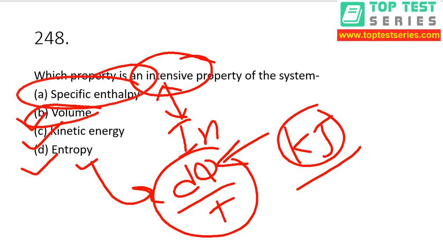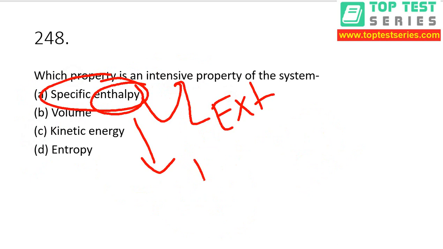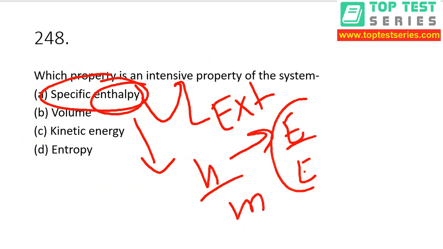Specific enthalpy, dear, only enthalpy is an extensive property. But specific enthalpy means enthalpy by mass. So extensive by extensive gives, my dear, an intensive property. If the term specific comes just before any energy, then that is an intensive property. Remember that, because any energy is an extensive property. If that energy is divided by mass, then that property becomes an intensive property.